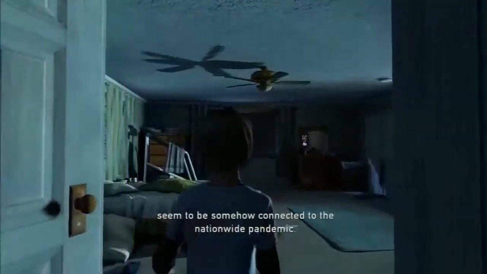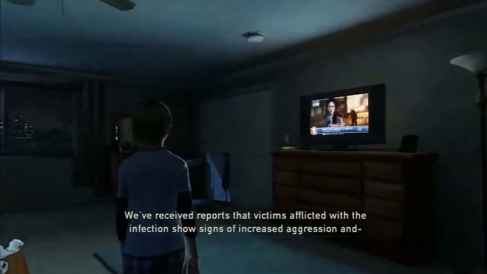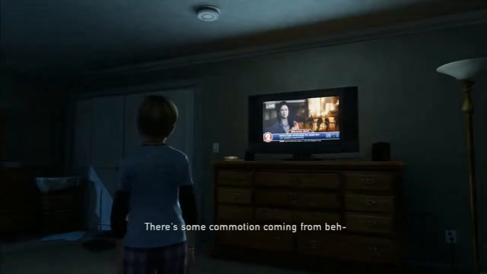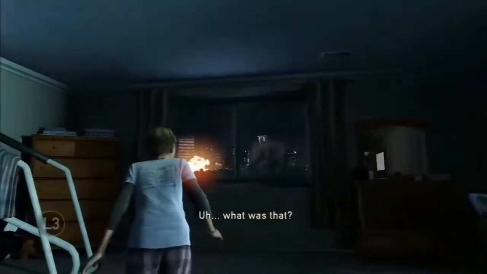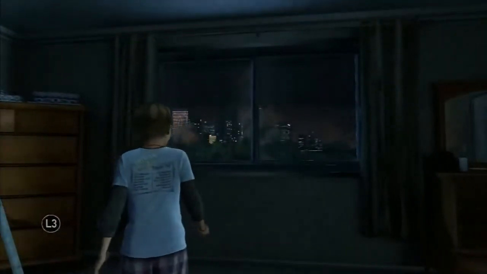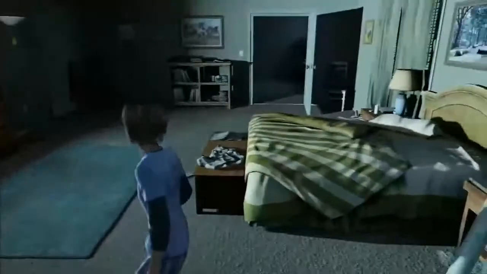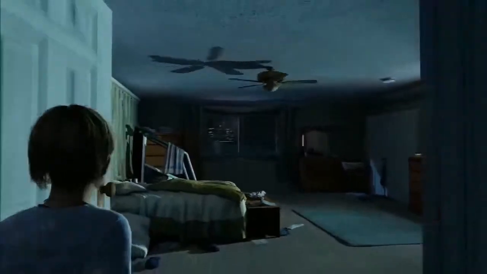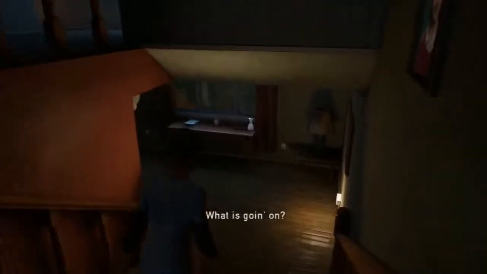You in here? Where the heck are you? The riots seem to be somehow connected to the nationwide pandemic. We've received reports that victims afflicted with the infection show signs of increased aggression. Move everybody out of here now. There's a gas leak. Hey, move! Let's get the hell out of here, run! What was that? Dad? Dad? What is going on?